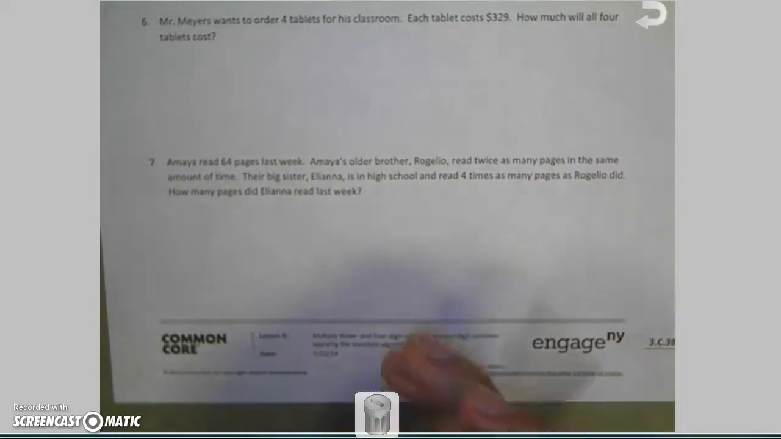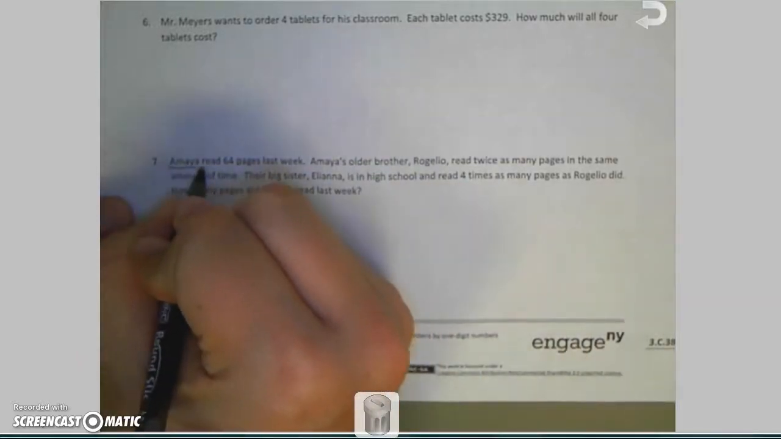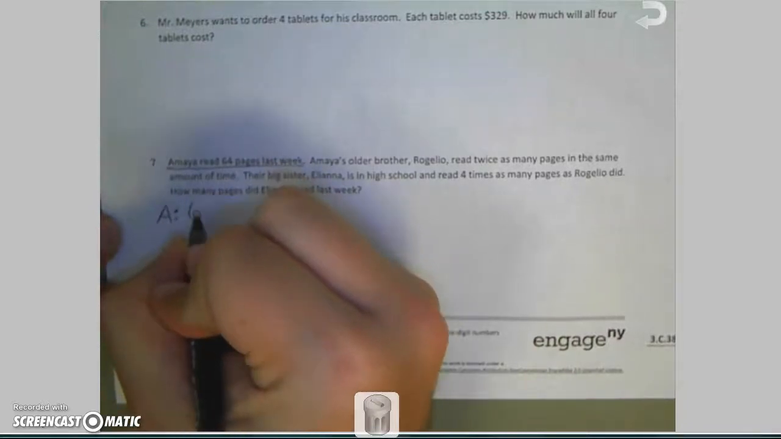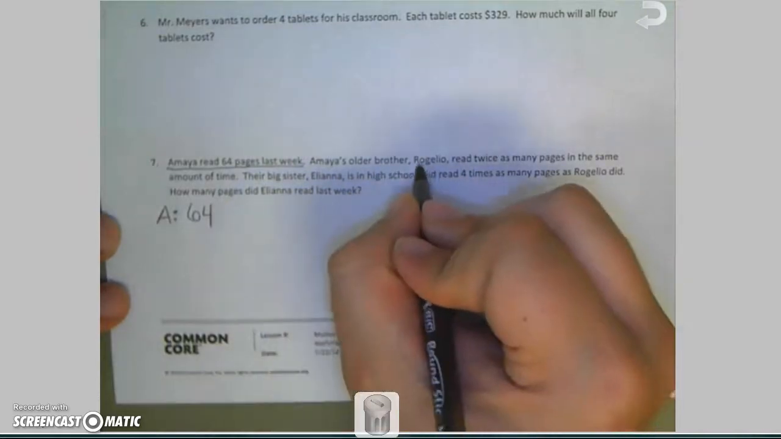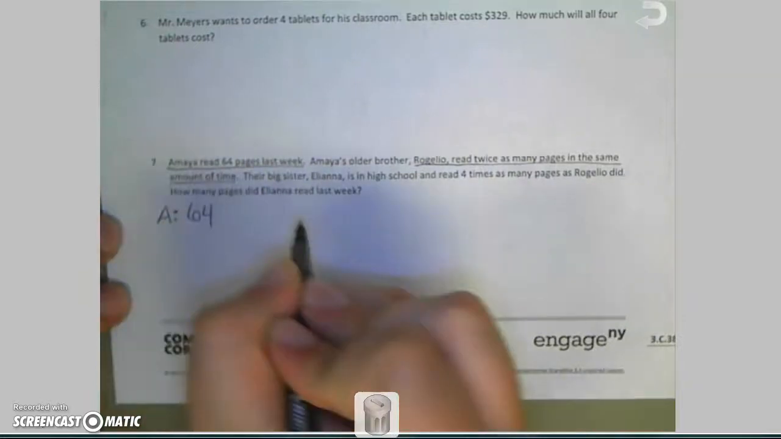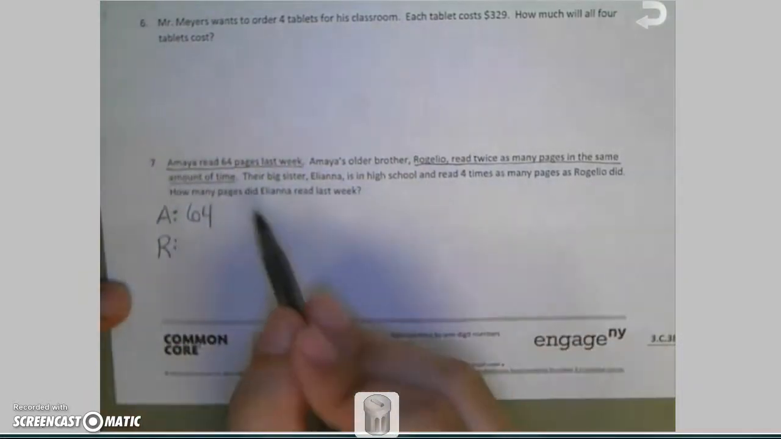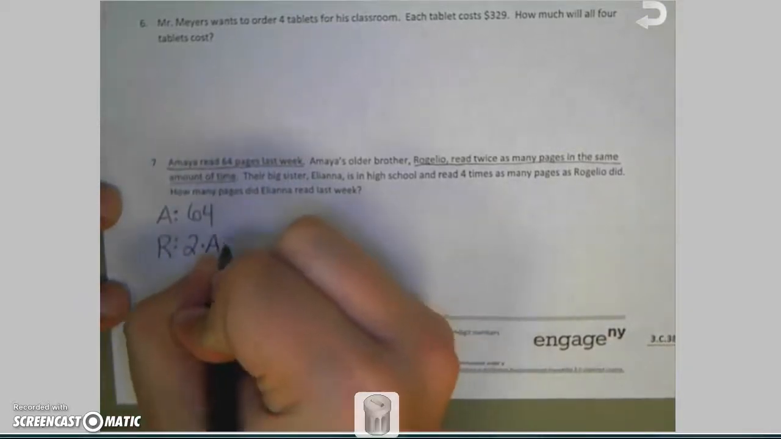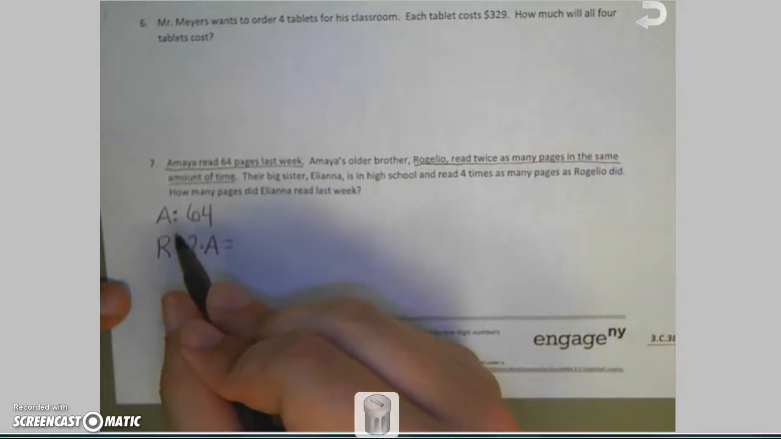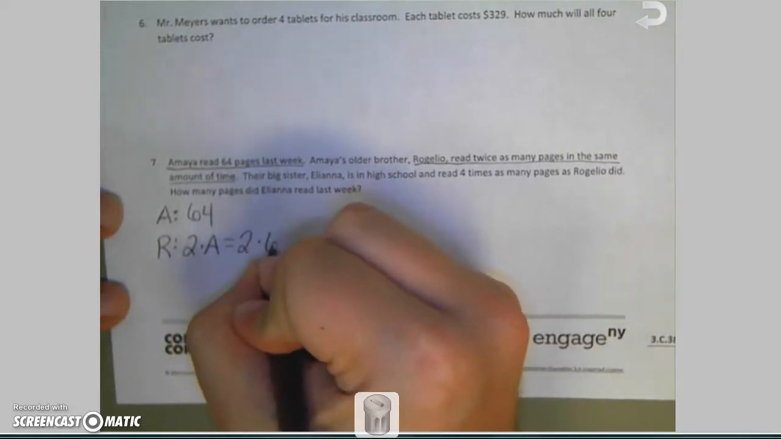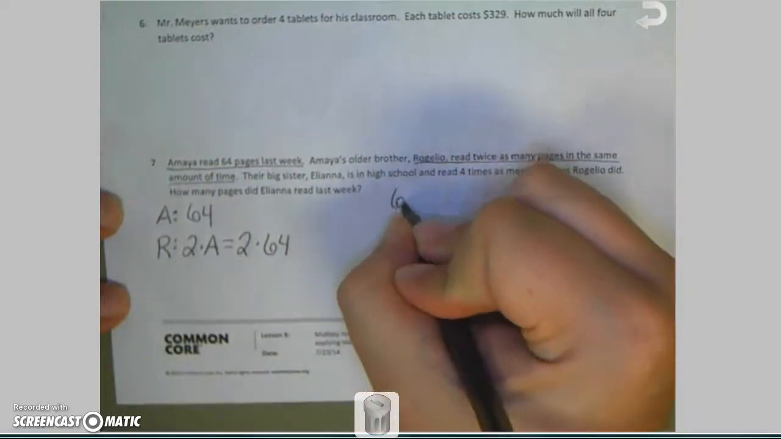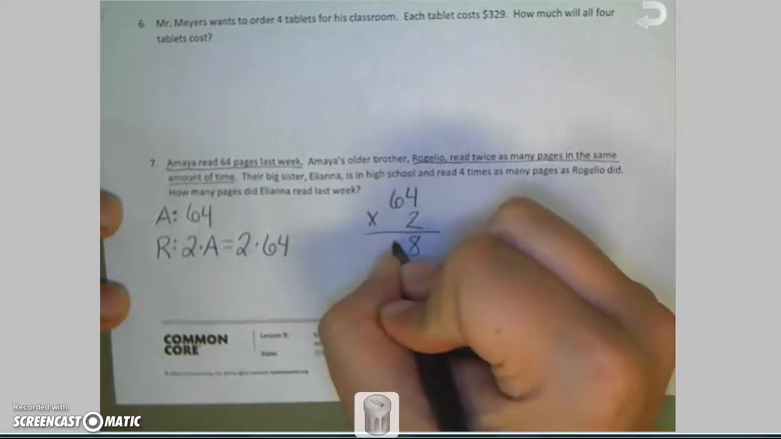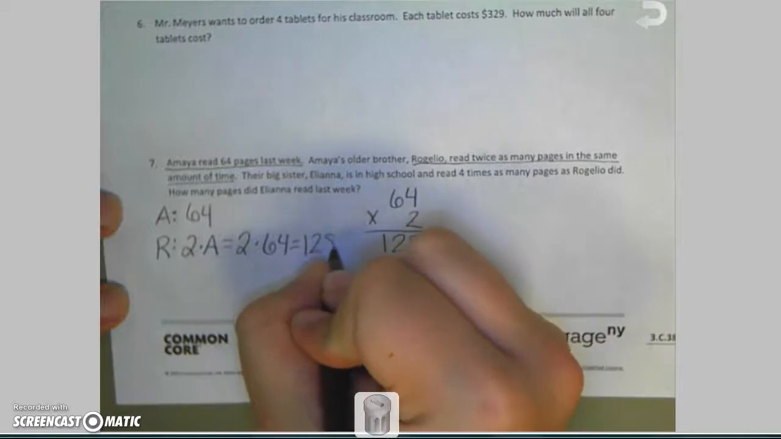So what we have to do here is basically we need to look at this and pull out our information. So the first information I know is Amaya read 64 pages last week. So I know Amaya, which I'm going to put as an A, read 64 pages. Then it says Amaya's older brother, Rogelio, read twice as many pages in the same amount of time. So now Rogelio is twice the number of Amaya. And twice means 2 times. So Rogelio is 2 times Amaya. And we can substitute 64 for Amaya because Amaya read 64 pages. So we can do 2 times 64. So if I come over here, I'm going to do the algorithm method. 64 times 2. 2 times 4 is 8. 2 times 6 is 12. So that would be 128 pages.